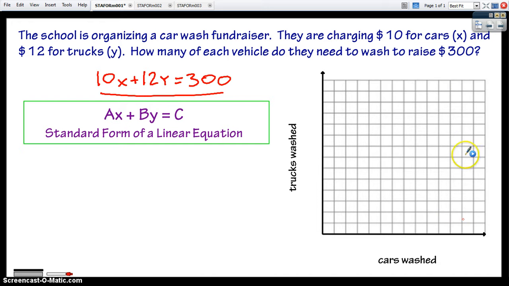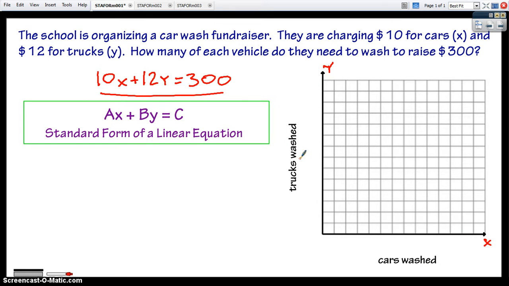So here what I've done is I've just created a typical XY coordinate graph. And I'm just sticking to positive numbers because negatives don't make sense in this case. You can't have a negative truck. X, since that was the cars, we'll put as the x-axis, cars washed, and the y-axis, trucks washed.